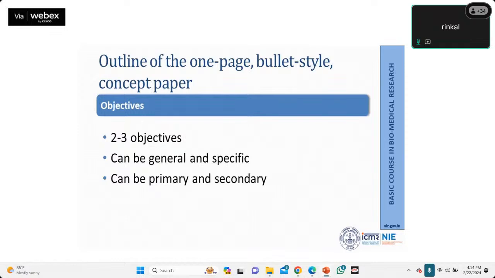Then the secondary objectives may be there, but that may not be considered for the calculation of the sample size. We have to focus on primary objectives only. So we have to group into primary and secondary objectives. Okay, so 2-3 objectives, and we have to very specifically mention which is our primary objective. So accordingly, we can design the methods and calculate sample size.